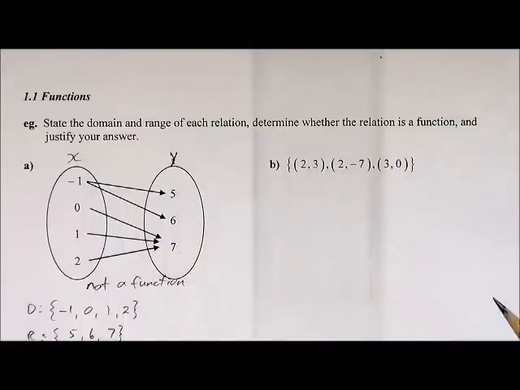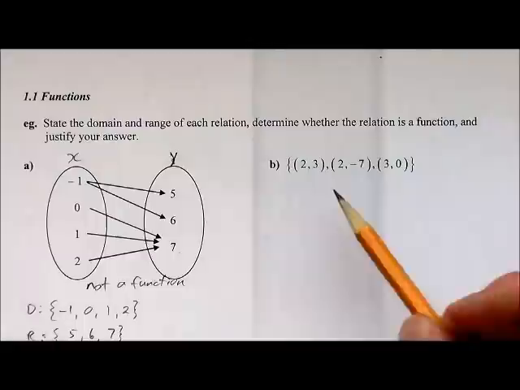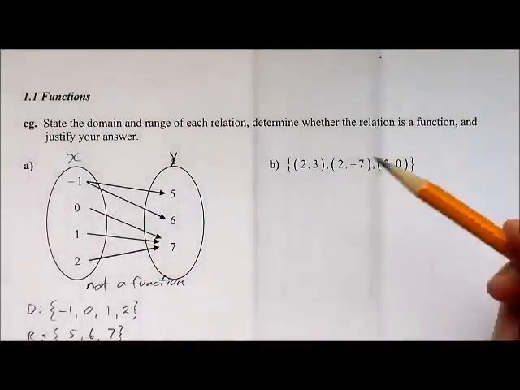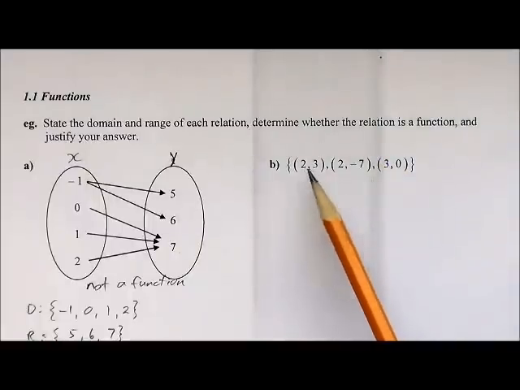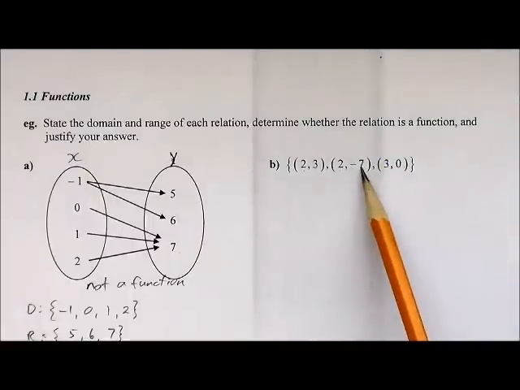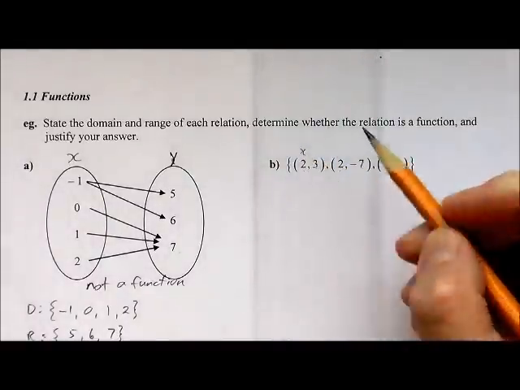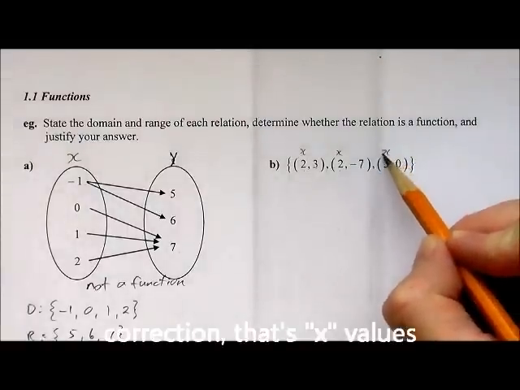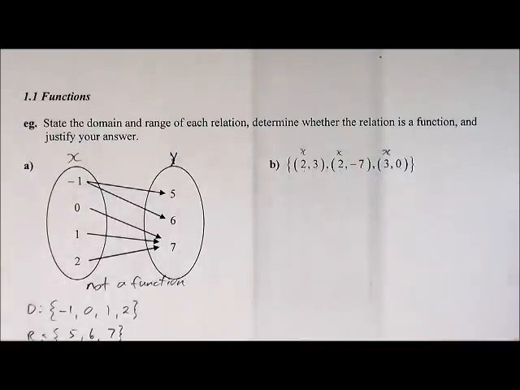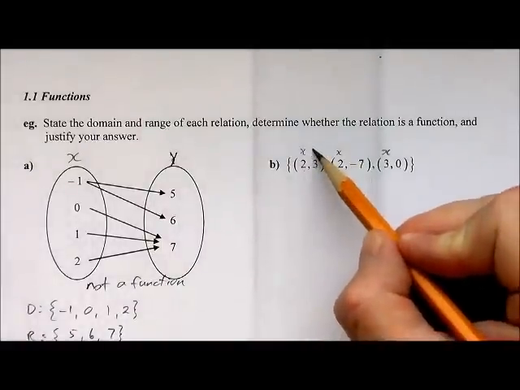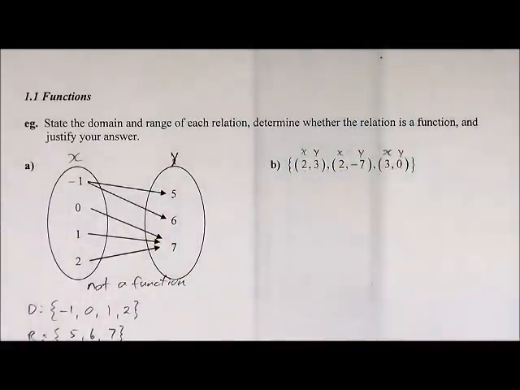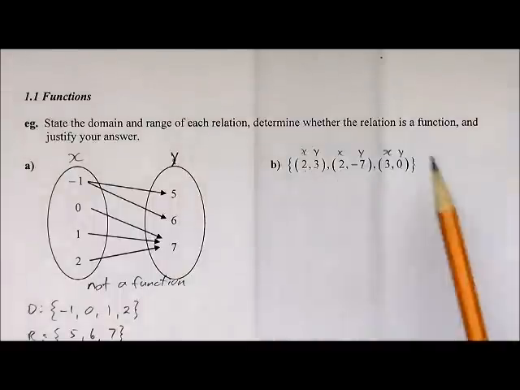Now if we take a look at example B, again, we could either draw this again as a mapping diagram, or we can take a look and see, well, 2 maps onto 3, and 2 maps onto -7, and then 3 maps onto 0. So we know that the first values are all the x values of any ordered pair. Ordered pair meaning a pair of numbers in a specific order, which is in the order of x and y. So the first value in any ordered pair is x, and the second is the y.